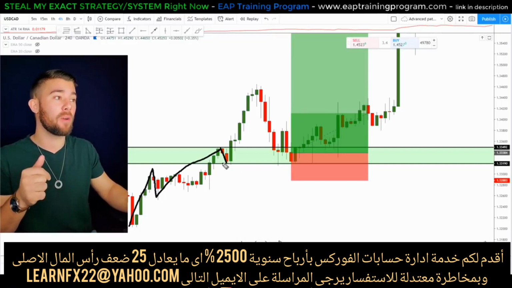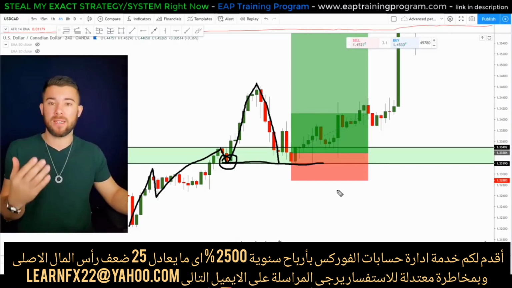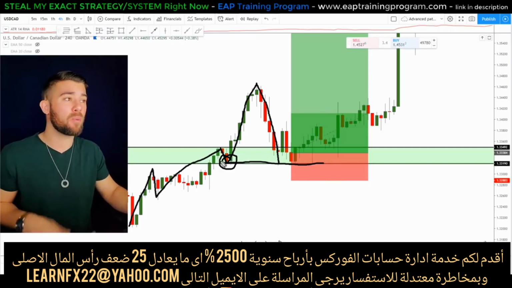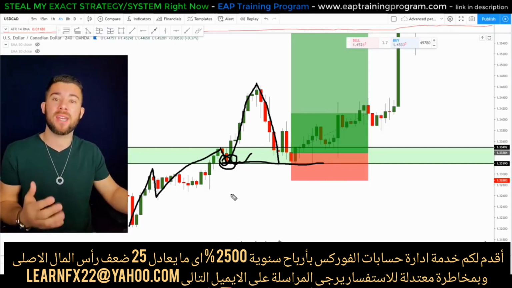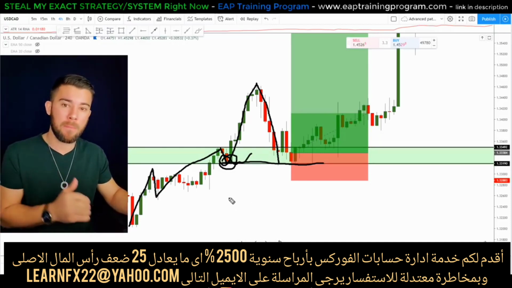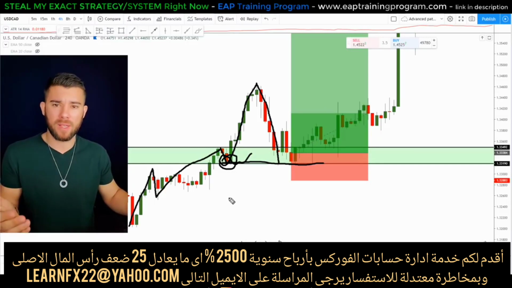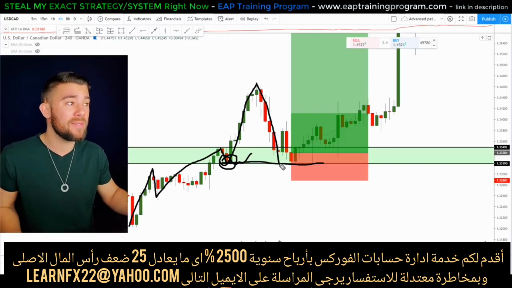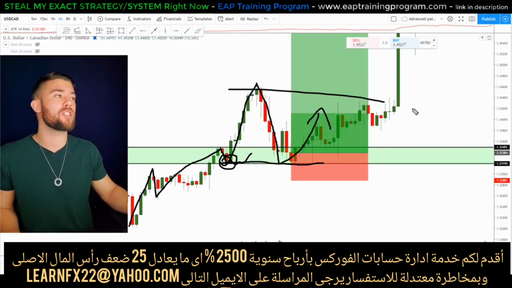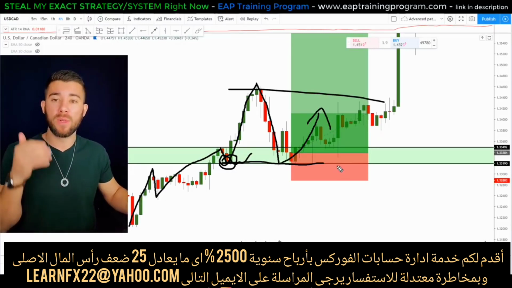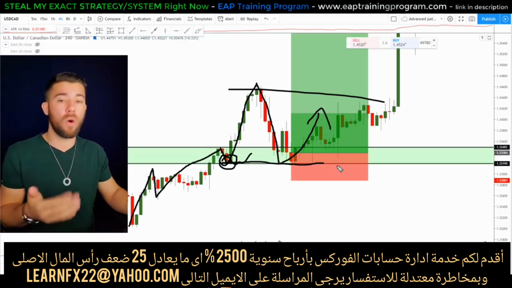We have our pullback, a small pullback, followed by a nice impulsive move and a pullback back into the previous support level. Again, same thing we just discussed. If this previous support level holds, it's our last stand level, and if sellers can't make it through that last stand level, more often than not, they give up. And if they're going to give up, that leaves a lot of room for buying pressure to push the market higher, which is what we took advantage of here on the dollar Canada.